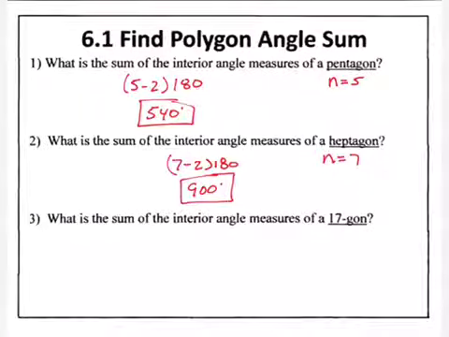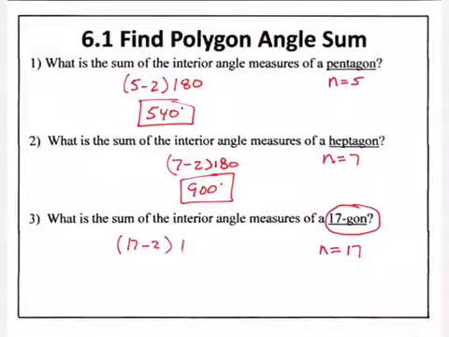And the next is, what is the interior angle measure sum of a 17-gon? This just means a shape with 17 sides. So n in this case, pretty easy, is 17. So we're taking 17 minus 2 times 180. And in this case, our interior angle sum is 2,700.